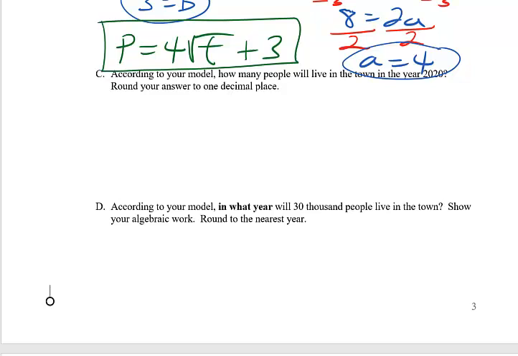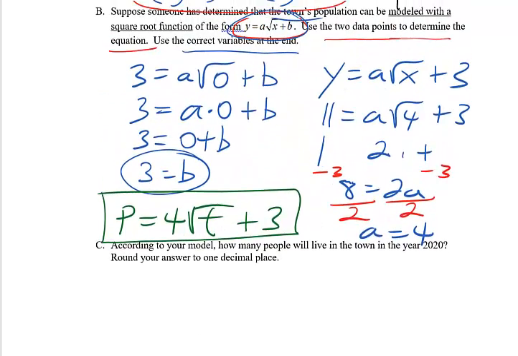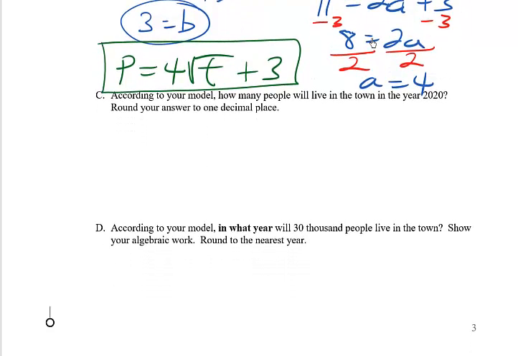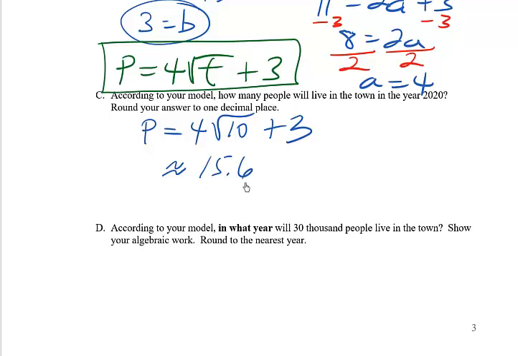Letter C says, according to your model, how many people are going to live in this town in the year 2020? Well, I might have to refer back to my let statement. What was T again? T stands for number of years since 2010. 2020 would be 10 years later. So to answer this question, I just need to go to my model and replace the t value with 10. If I could work this out by hand, I would, but square root of 10 doesn't have a nice answer, so I'll have to reach for the calculator here. I got about 15.6. It does say round your answer to one decimal place, so we've done that.